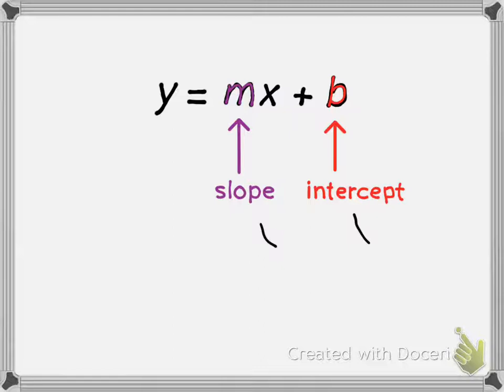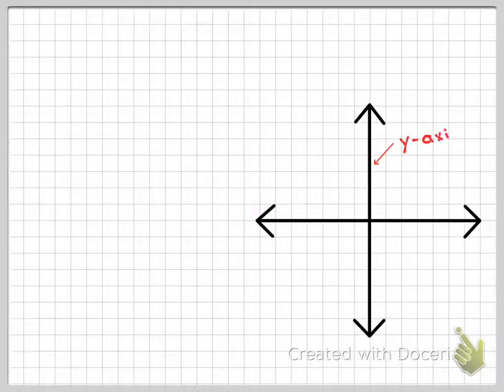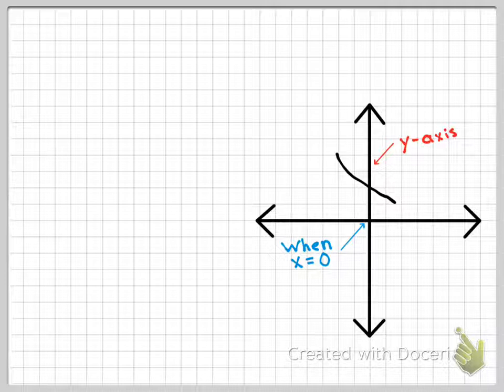And we've talked about slope, but let's talk about what a y-intercept is. And this is probably the easiest part. It's where our graph crosses our y-axis. So it's where our graph would kind of come across. So wherever it crosses there, that is our y-intercept. And that occurs when x is equal to 0.